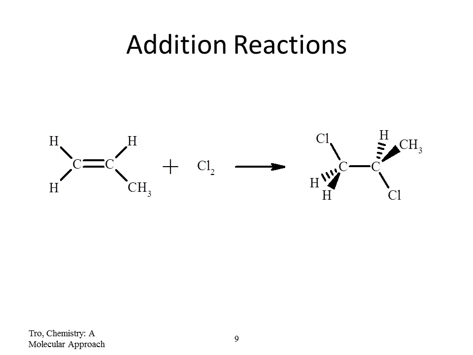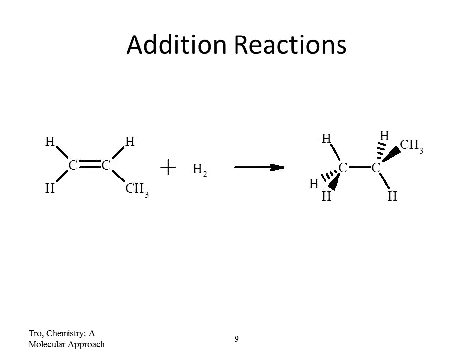Now we will look at these reactions. Here the first is chlorine reacting with a double bond. So each chlorine will go and attach to each carbon. Now here is hydrogenation. The hydrogen will go and attach to the double bond and form a single bond, and it's called hydrogenation.